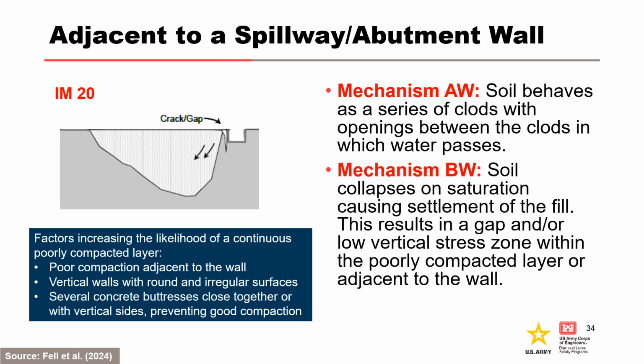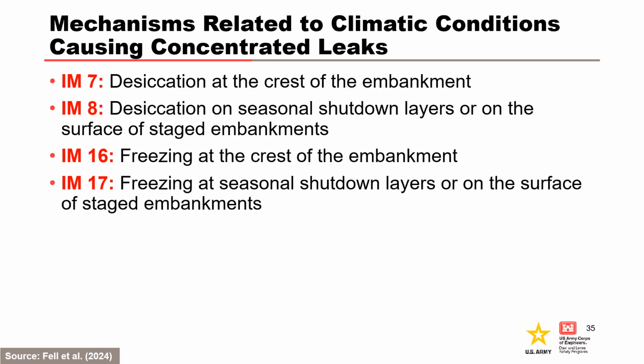This mechanism is more likely for no formal compaction or poor compaction practices against the walls, vertical walls with rough and irregular surfaces, and several concrete buttresses close together or with vertical sides preventing good compaction. Mechanisms related to climatic conditions are listed on this slide.